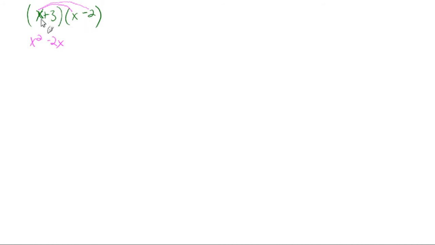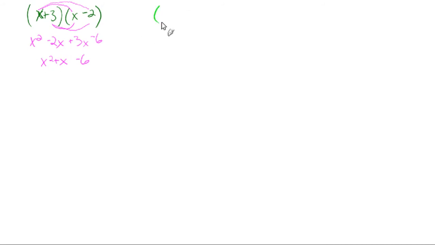So now we'll move on from x to 3. We multiply 3 times x. That's 3x. Multiply 3 times negative 2. That's negative 6. We will put together like terms. Negative 2x plus 3x, that's a positive x. And minus 6.